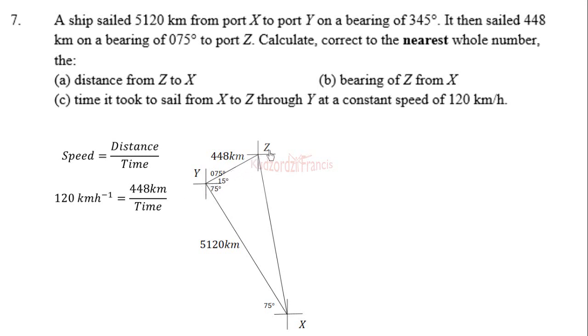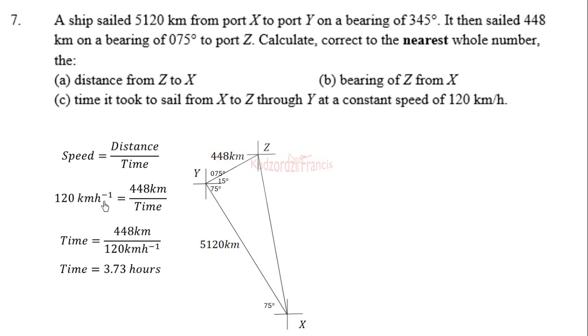Y to Z, the speed is 120 kilometers. We can swap this and this to get this equation, and when we calculate 448 over 120, we get 3.73 hours. So that is the time it took from Y to Z.